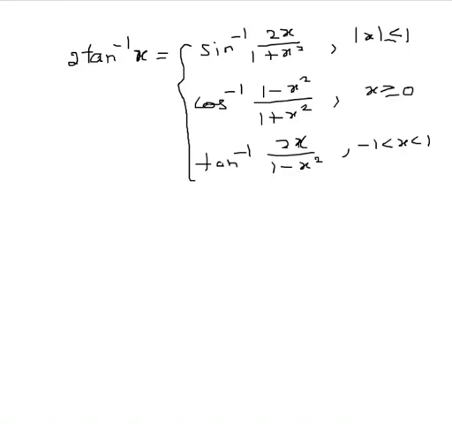So we have 3 formulae for 2 tan inverse of x. All these 3 formulae can be proved using sine 2 theta formula in terms of tan, cos 2 theta formula in terms of tan we have. Similarly, tan 2 theta formula. So using these formulae we can prove them. You have to be thorough with all these inverse trigonometric formulae. Not only inverse trigonometric formulae, even trigonometric formulae you should be thorough with.